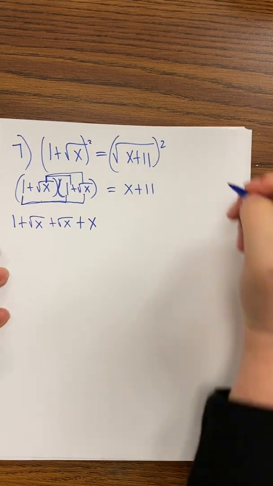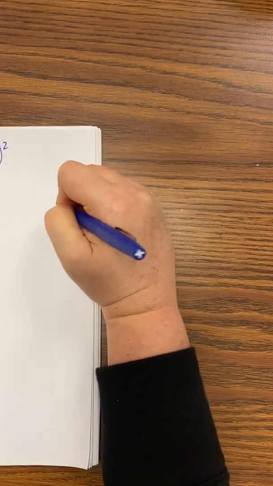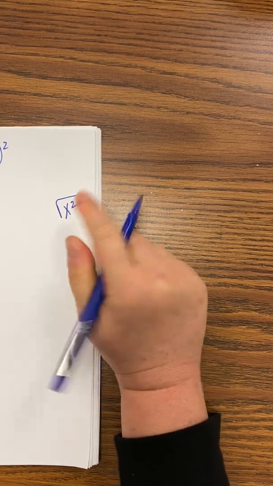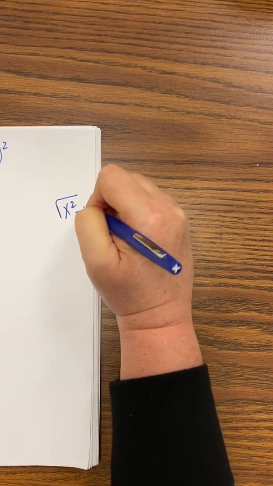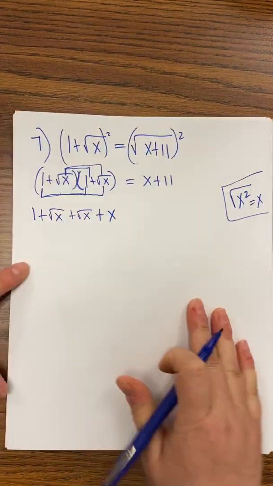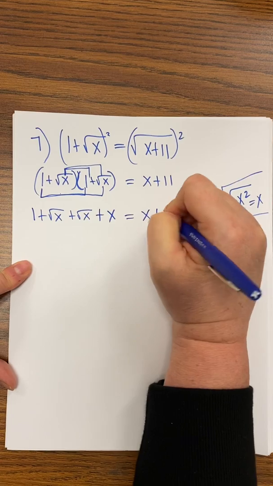Because remember, it would look like this. I'm going to go to the side and show you. It would look like that. The square root of x squared is x. So that's why we get x here. And then you still have your x plus 11.